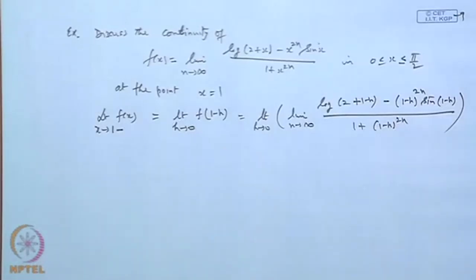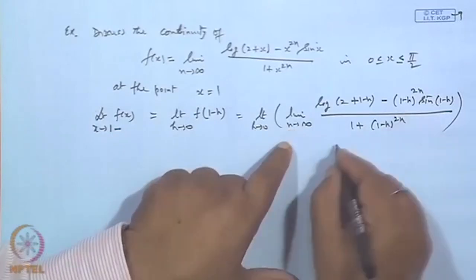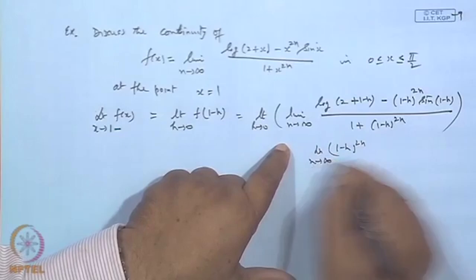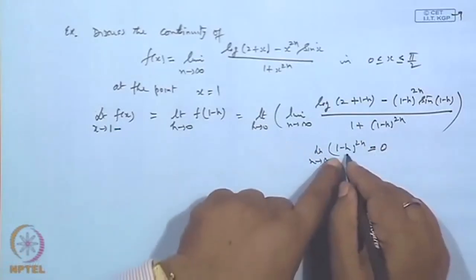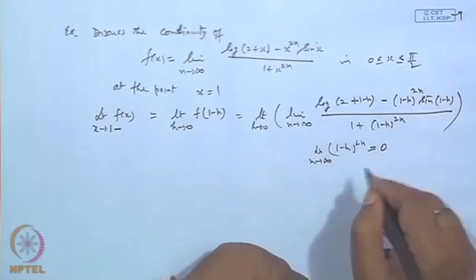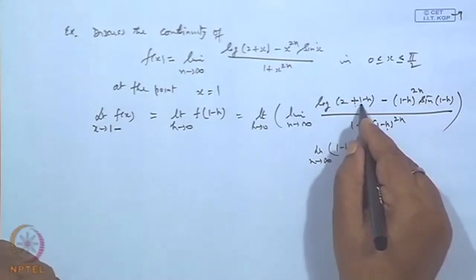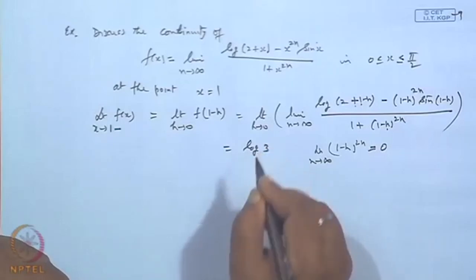Now you look, when n tends to infinity, (1 − h) to the power 2n will go to 0, because it is less than 1 and the power keeps on increasing. So it is tending to 0. So this part is 0, this part is 0 and this limit will come out to log 3. So basically this limit will be log of 3.